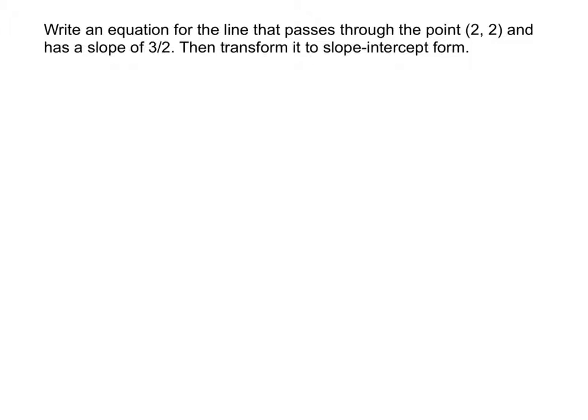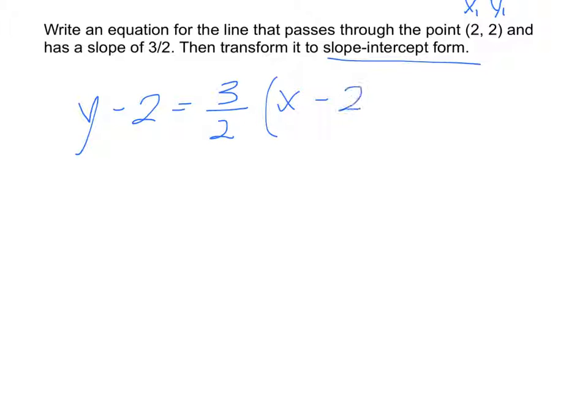Okay, so now we're going to do an example where we're also going to practice transforming point-slope form into slope-intercept form. So here it says, write an equation for the line that passes through the point (2, 2) and has a slope of 3 over 2, and then transform it to slope-intercept form. So, okay, what we know here is enough for point-slope form. So we have our x1 and our y1 here. So we can have y minus 2 equals 3 over 2, which is our slope, times x minus 2.